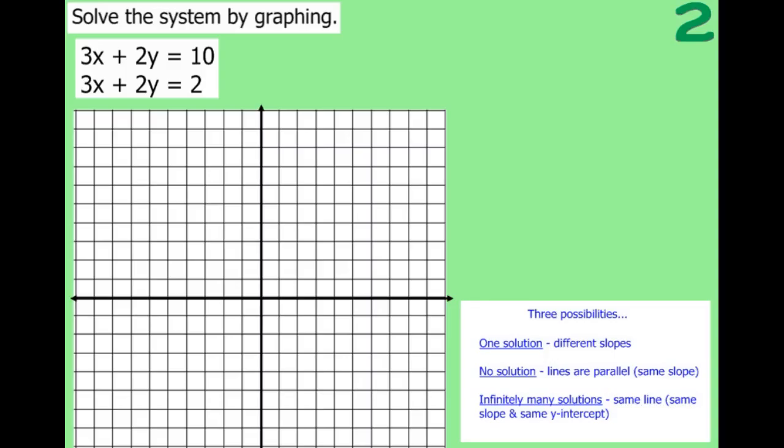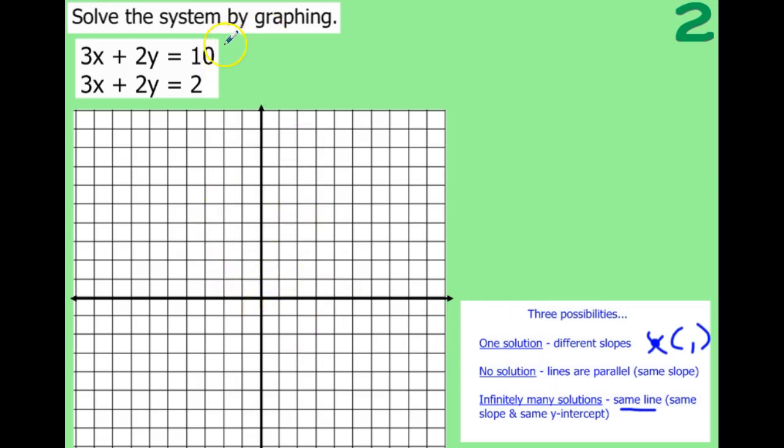So let's take a look. We have two equations. We need to solve by graphing. We're either going to figure out where they cross and list our point x, y, or it's going to be no solution, maybe, meaning our lines are parallel, or having infinitely many solutions. It's the same line. So you can't just look at the equations or solve for y. You also have to graph it.